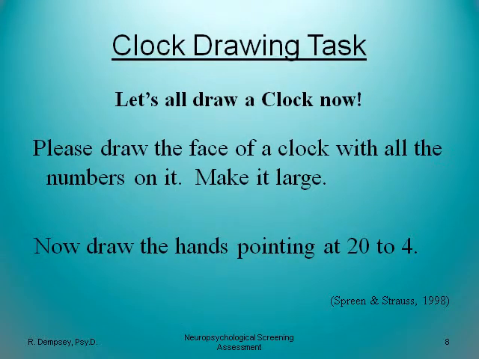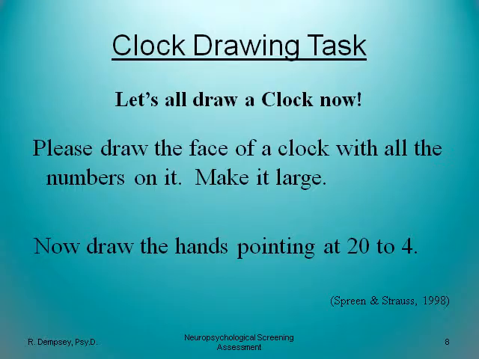Let's all draw a clock. Grab another piece of paper. See our visual-spatial things fun. I would like you, please, now to draw the face of a clock with all the numbers on it. Please make it large. All right, now draw the hands at 20 to 4. All right, so this is a great test qualitatively to pay attention because many people will start drawing the time even though your instructions were only draw the face of a clock with all the numbers on it and make it large. So that's something to know.